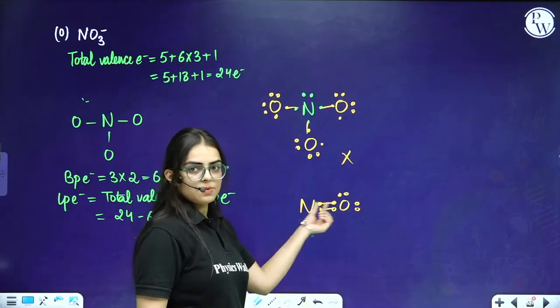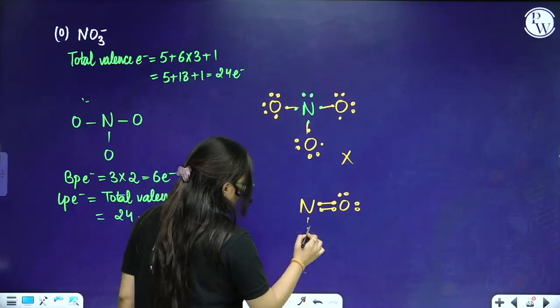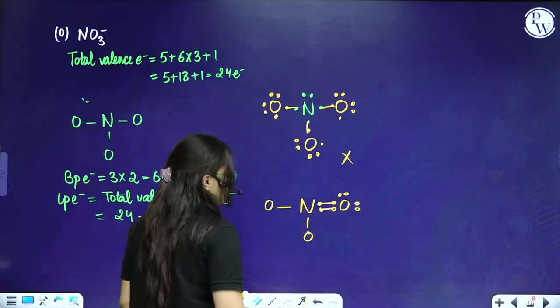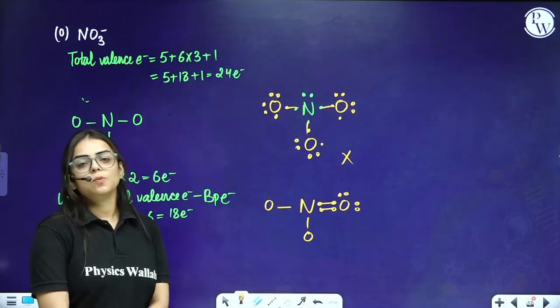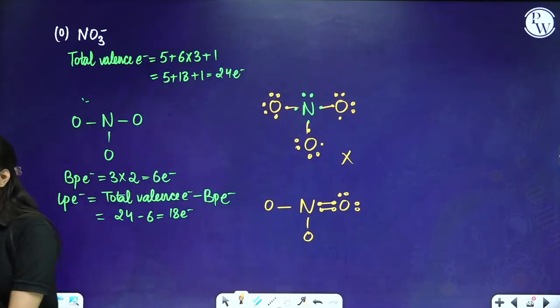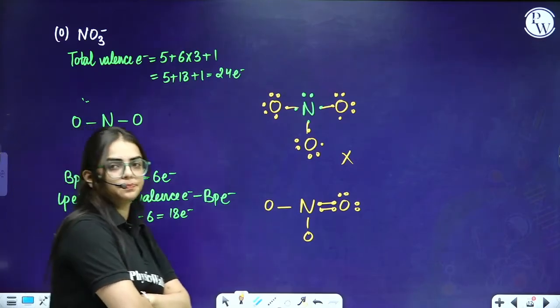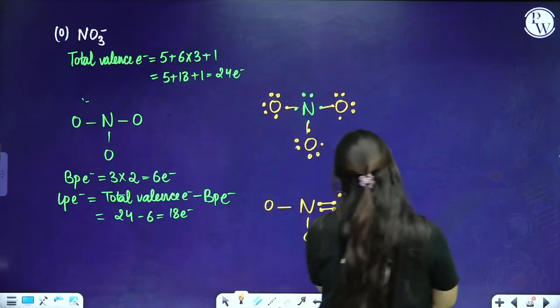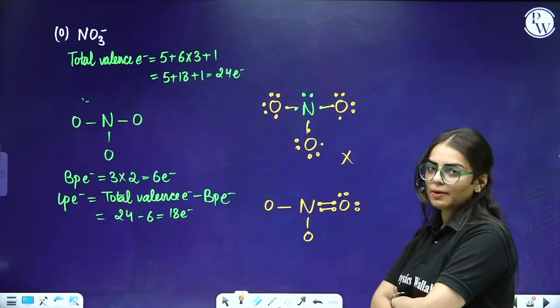Nitrogen is also holding another single bond with an oxygen atom, and a single bond with the other oxygen atom. Everybody first of all draw this, then I will explain this part. Everybody draw the structure, then we are going to explain this part.